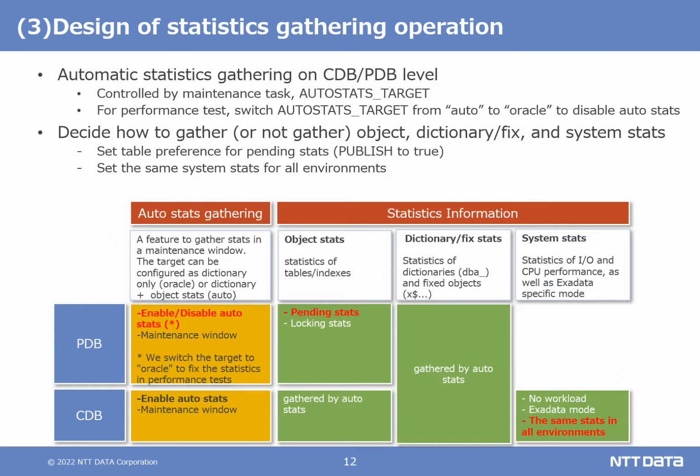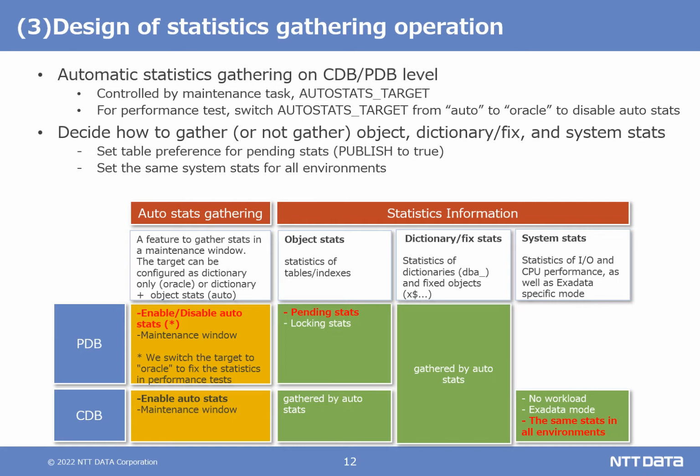I'm going to talk about the third process, the design of the statistics gathering operation. First of all, I would like to describe the whole picture before we go into the details. As shown here, statistics information consists of three parts, namely object stats, dictionary and fixed stats, and system stats. The object stats are for tables and indexes.